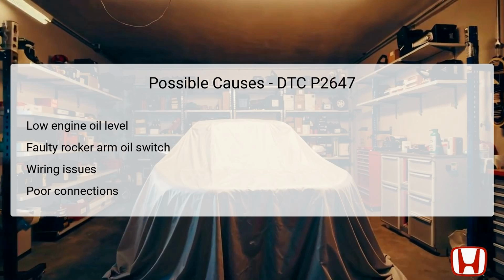Wiring issues can also arise. Damaged or corroded wires may create resistance, causing incorrect voltage readings. Lastly, it's essential to consider poor connections between the switch and the PCM, as these could lead to intermittent failures, impacting the functionality of the entire system.